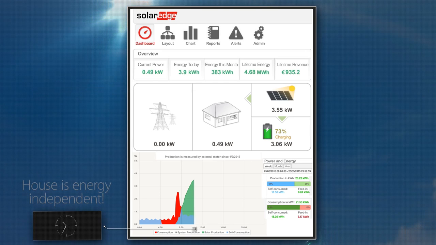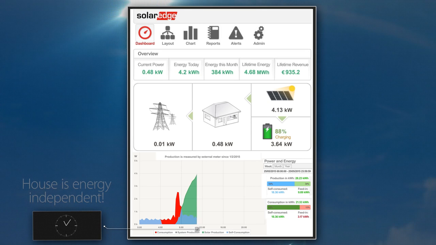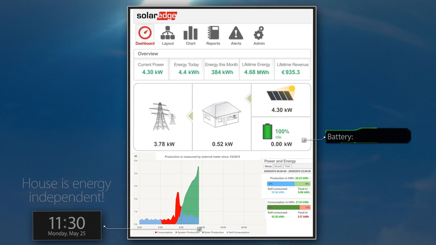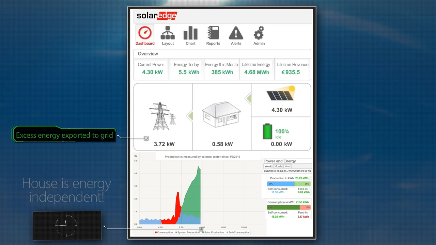The battery continues to be charged by PV throughout the morning. The house load remains low and is fully supplied by the PV energy. With PV at peak production and the battery reaching full charge, the excess energy can now be exported to the grid. At midday, the house is still energy independent.